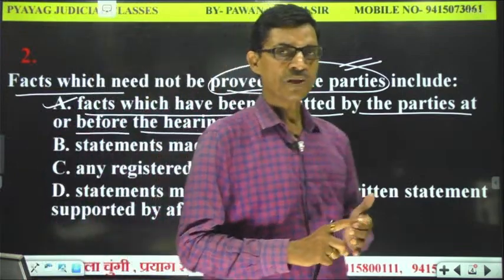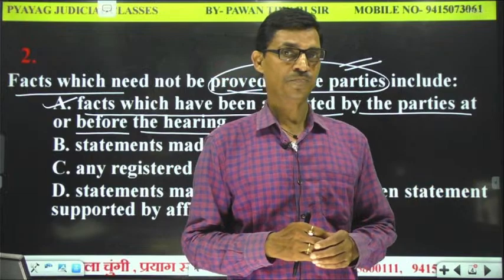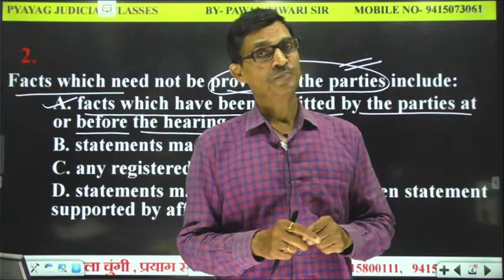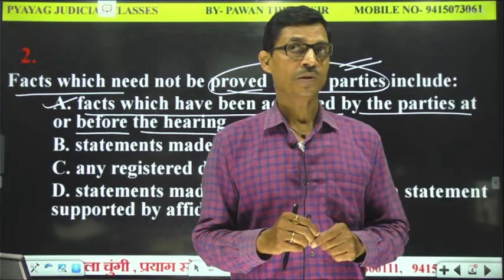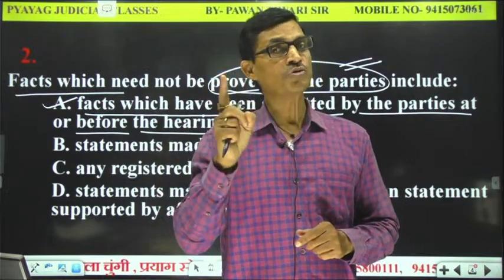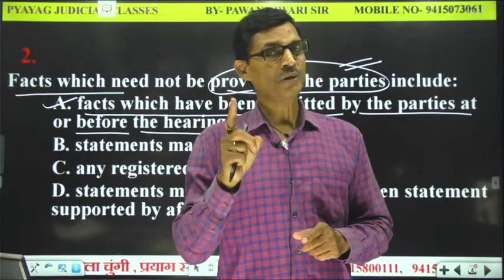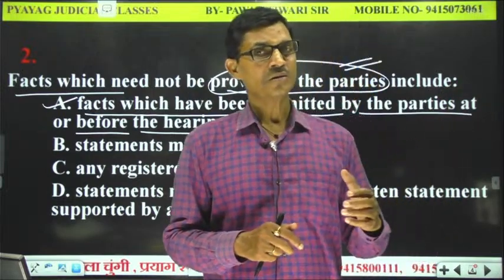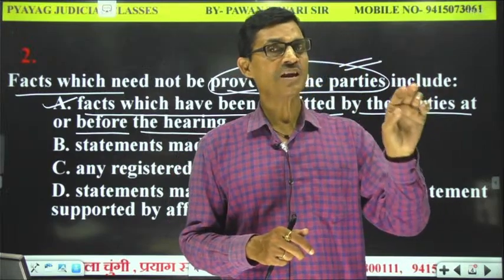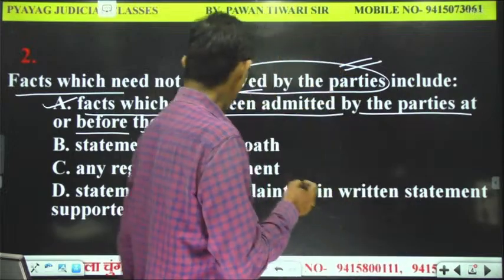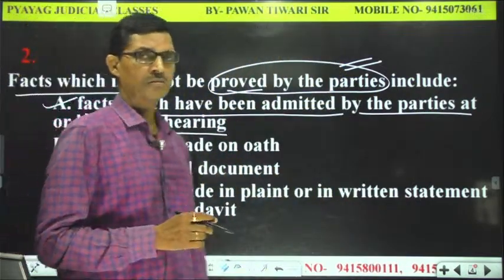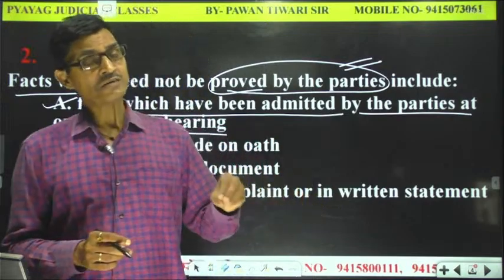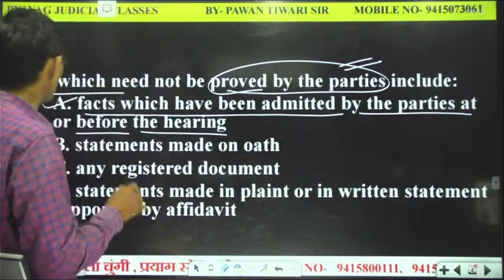If any fact is admitted by the parties, then burden of proof of that fact shall not lie. Burden of proof always lies on those facts for proving that fact that is not admitted by the parties. If the parties admitted any fact, those facts shall not be required to be proved. So here parties admitted the facts, so it is not required to be proved. So the correct answer of the question is A.